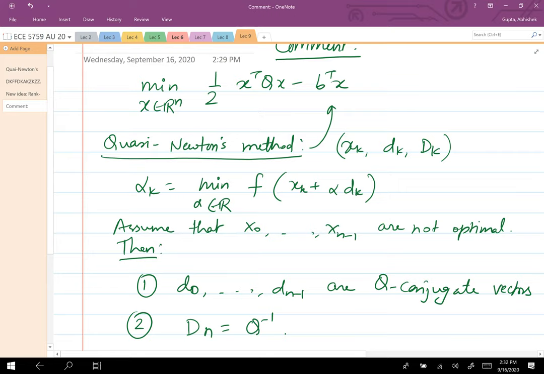So in other words, Quasi Newton's method for a quadratic optimization problem is with the minimization rule. So you have to pick alpha k according to the minimization rule. And if you do this, then it is exactly the conjugate direction method.